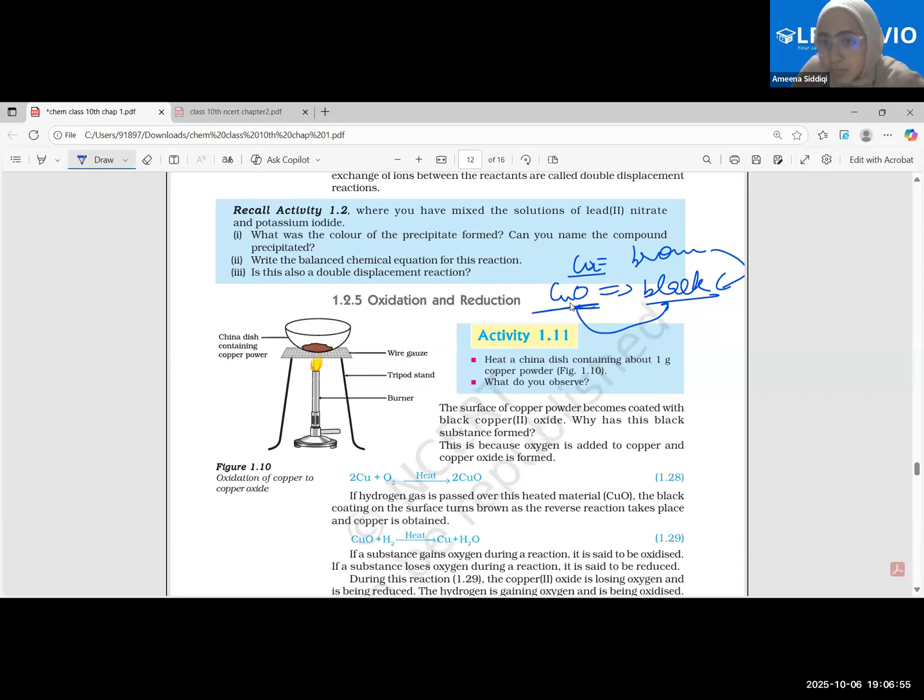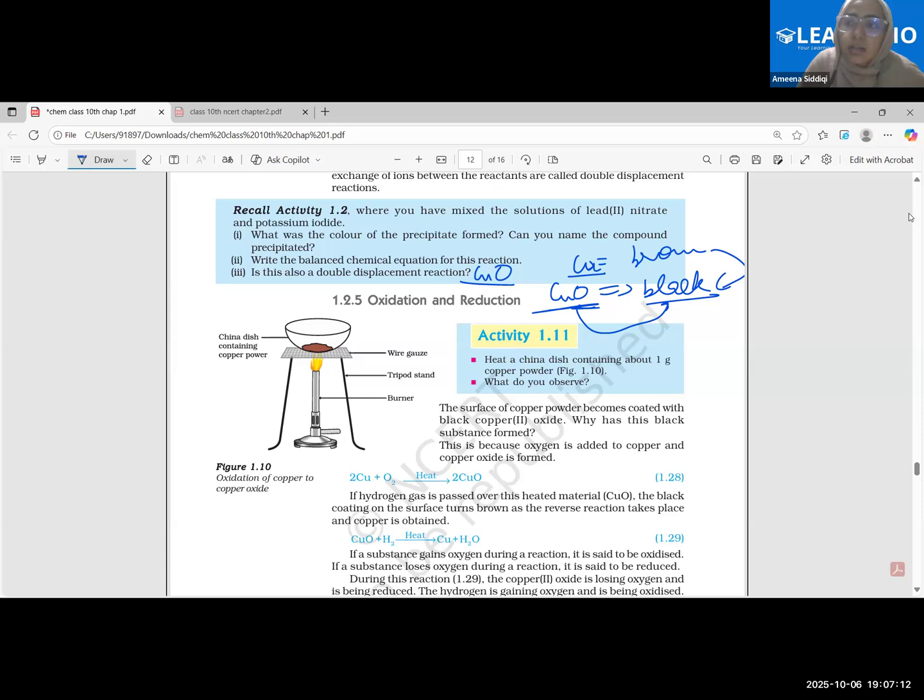CuO is copper oxide, right? Cu is copper, and if you write CuO, what does it mean? Copper and oxygen. What is it? Cupric oxide. Why don't we say copper oxide? We cannot say copper oxide.